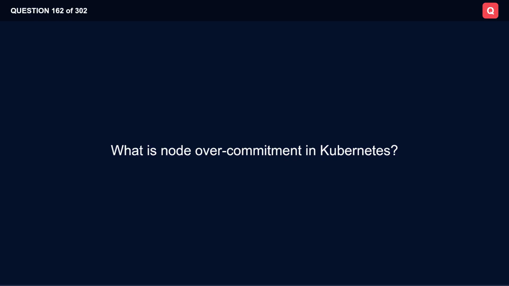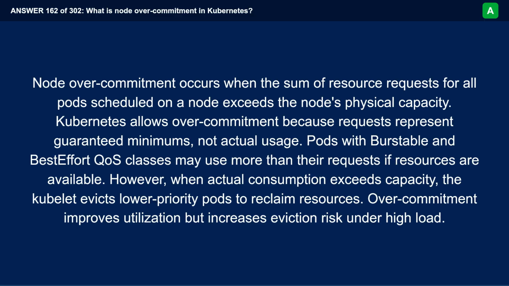What is node overcommitment in Kubernetes? Node overcommitment occurs when the sum of resource requests for all pods scheduled on a node exceeds the node's physical capacity. Kubernetes allows overcommitment because requests represent guaranteed minimums, not actual usage.